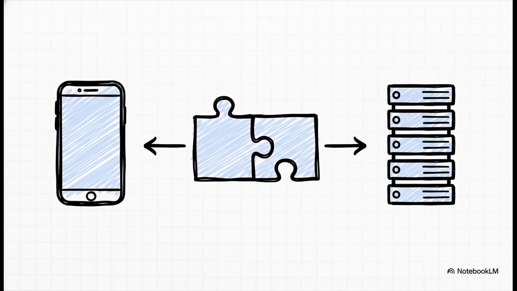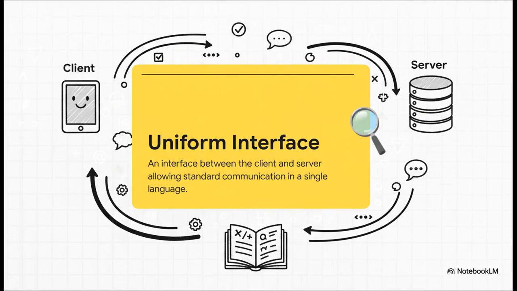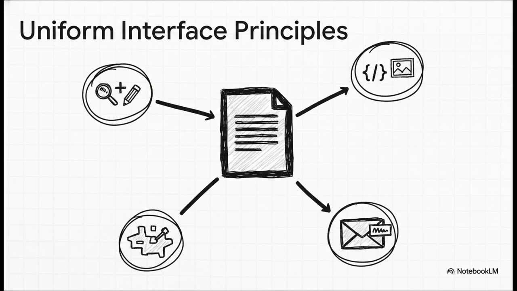Constraint number 5 is all about making sure everyone is speaking the same language. It's about consistency. Having this single standard way to talk makes the whole system way simpler. No translators needed. This uniformity is what makes REST so flexible and, honestly, pretty easy to work with.